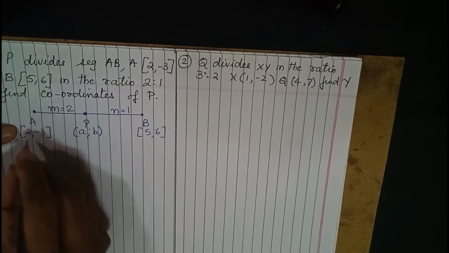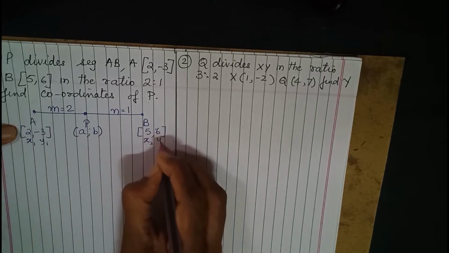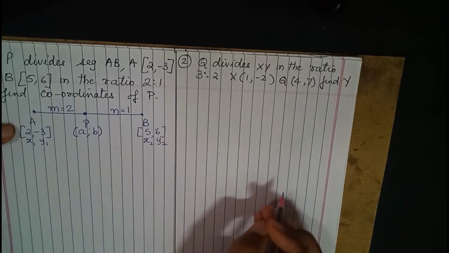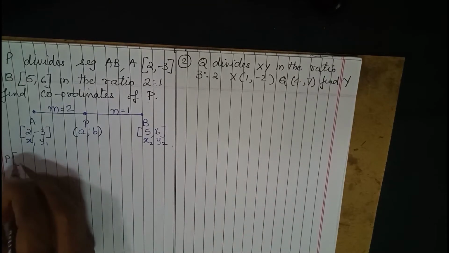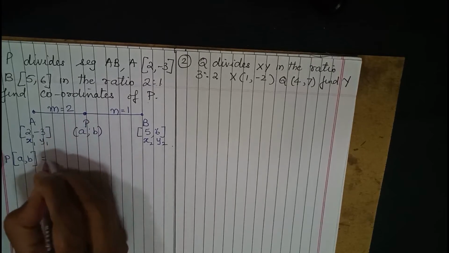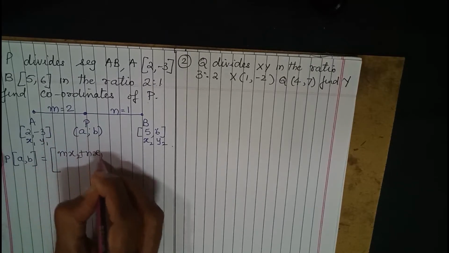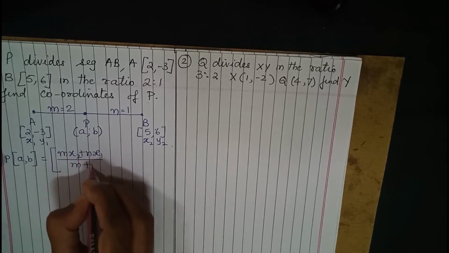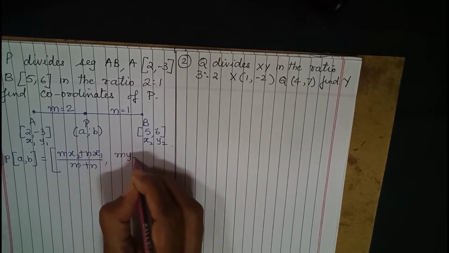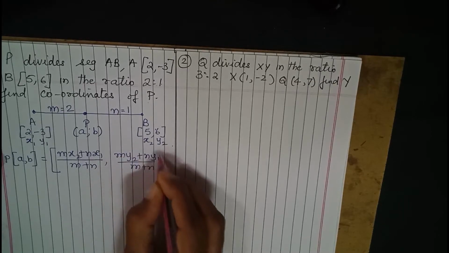Now you know that the first point we assume as x1, y1 and the second one as x2, y2. So let's use our formula. What is our section formula? The coordinates of this point P will be equal to (mx2 plus nx1) upon (m plus n), (my2 plus ny1) upon (m plus n).